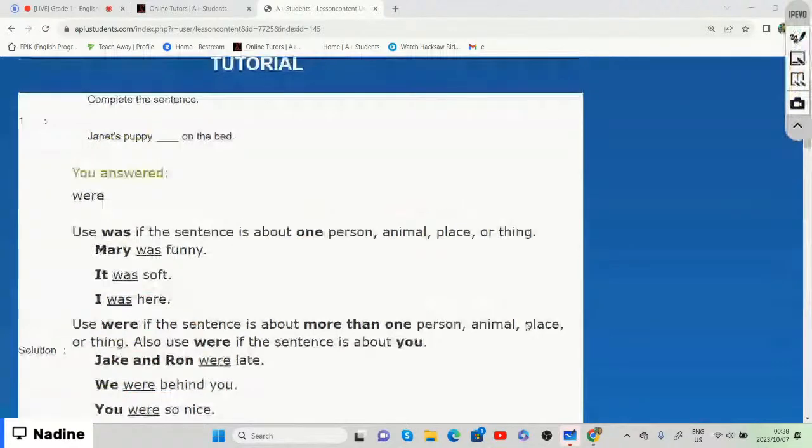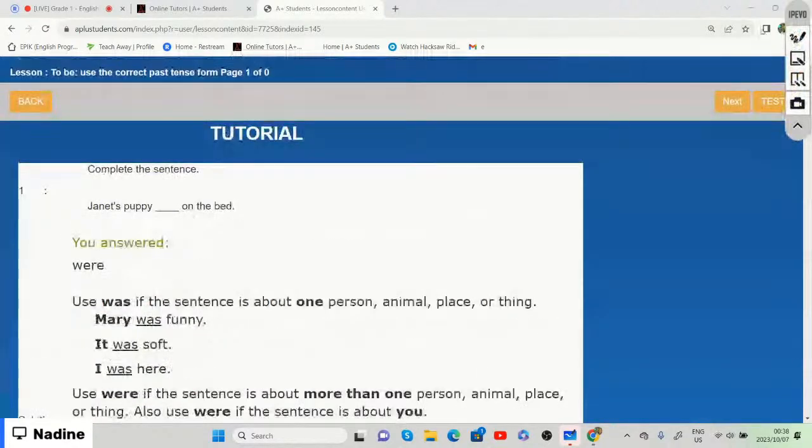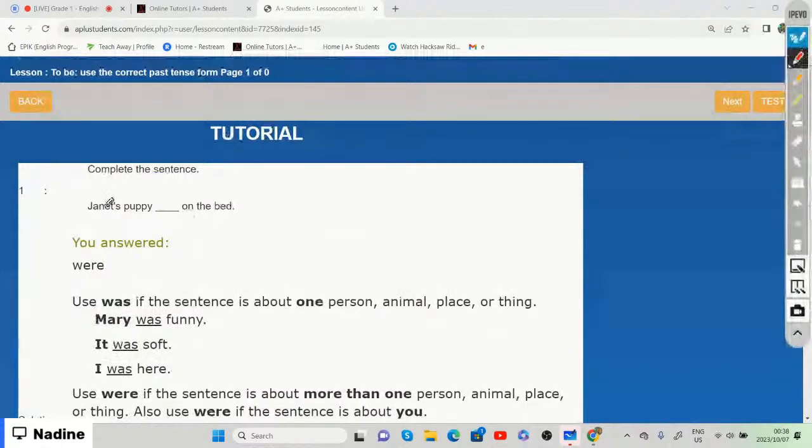All right, so now we're going to either choose was or were to complete the sentence. Janet's puppy, they were or was on the bed. So Janet's puppy were on the bed or was on the bed. Janet is one person. So do we say were on the bed or do we say was on the bed? Janet is only one person.